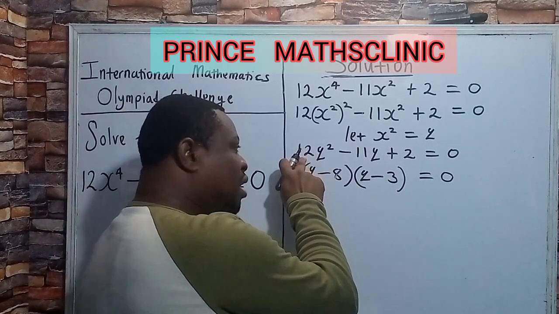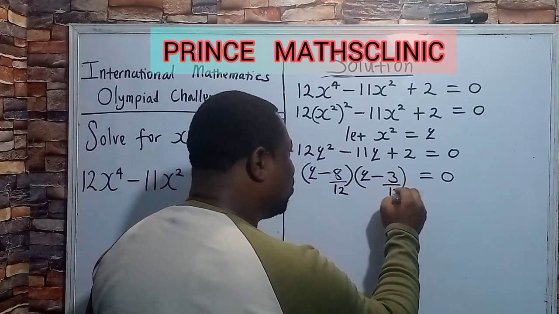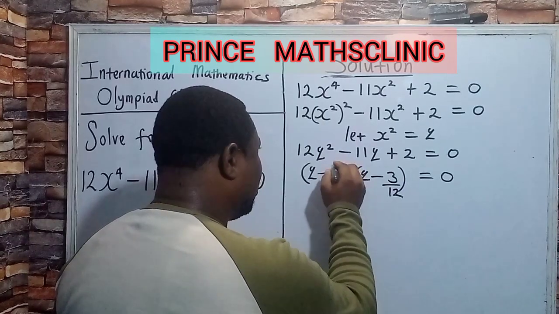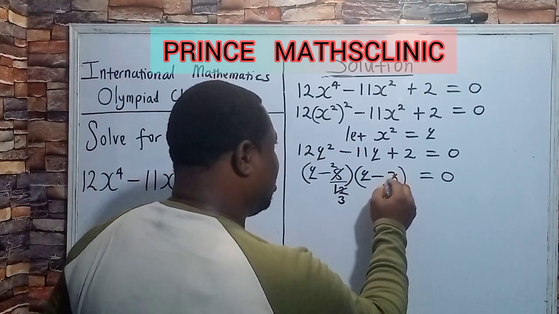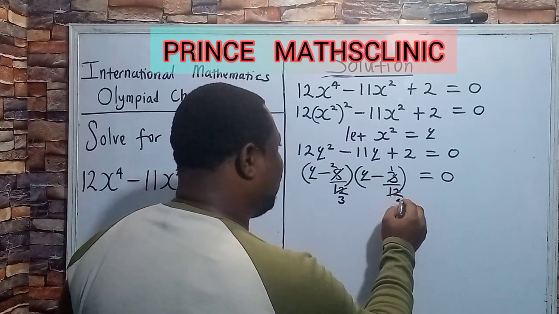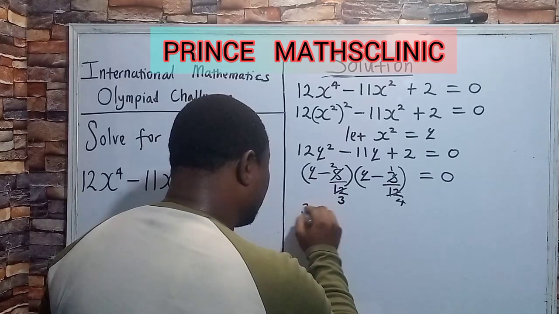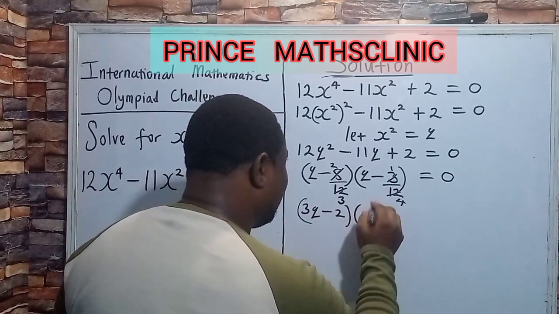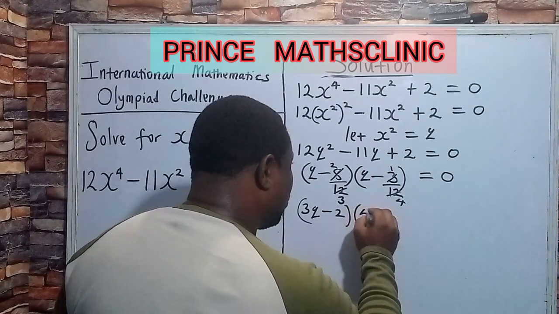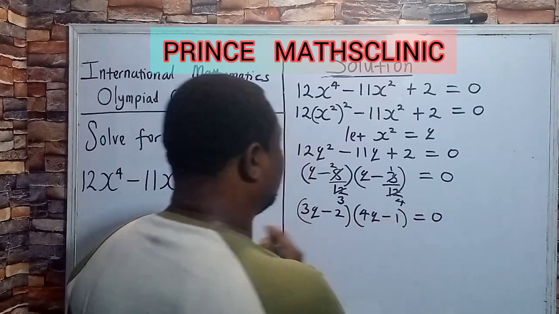But there's a coefficient of 12 here. So I have to divide this part by 12 and this part by 12. Now, 4 can go in 8 twice. 4 can go in 12 3 times. 3 can go here 1. 3 can go here 4. So this becomes 3q minus 2, then multiply by 4q minus 1, all equal to 0.